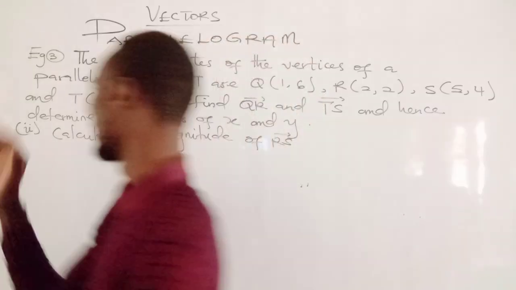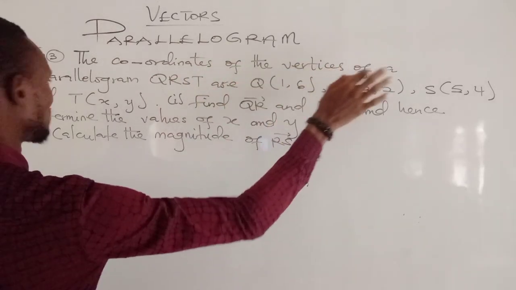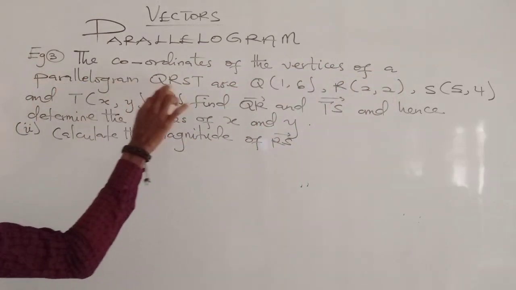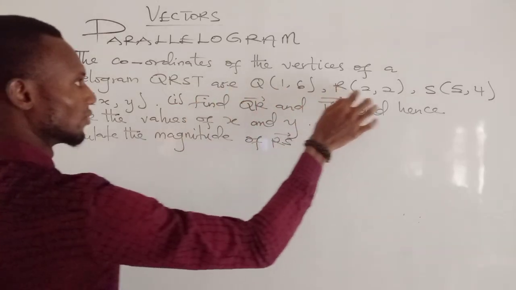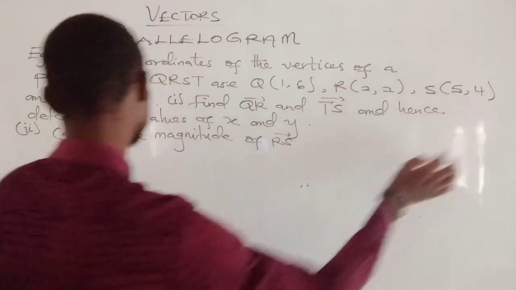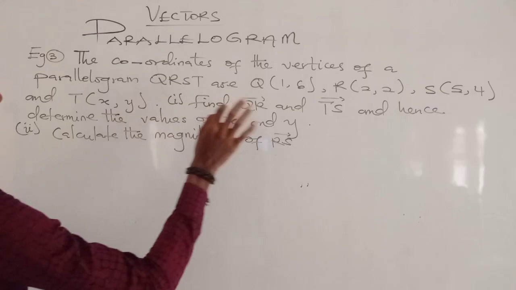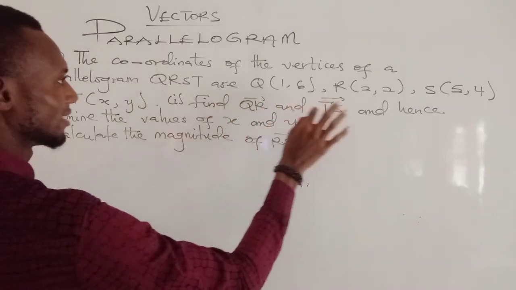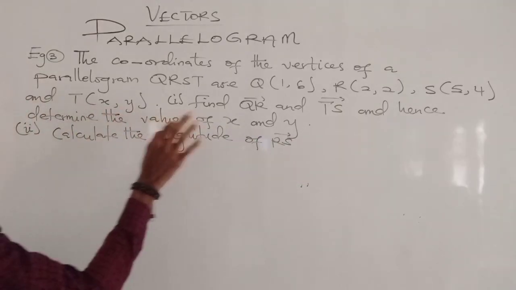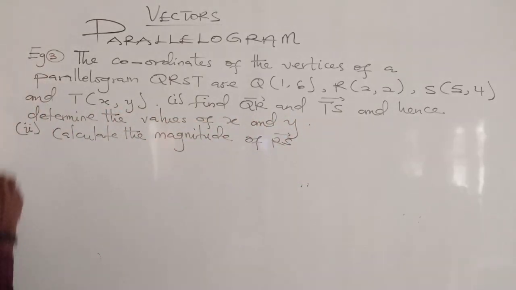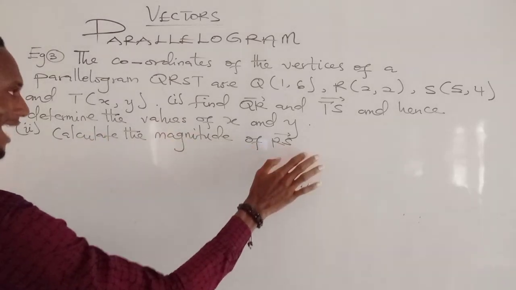Let's go ahead and take a look at the question that I have on the board. Let's read it together. Example 3. The coordinates of the vertices of a parallelogram QRST are Q(1, 6), R(2, 2), S(5, 4), and T(x, y). (i) Find the vector QR and the vector TS, and hence determine the values of x and y. (ii) Calculate the magnitude of RS.